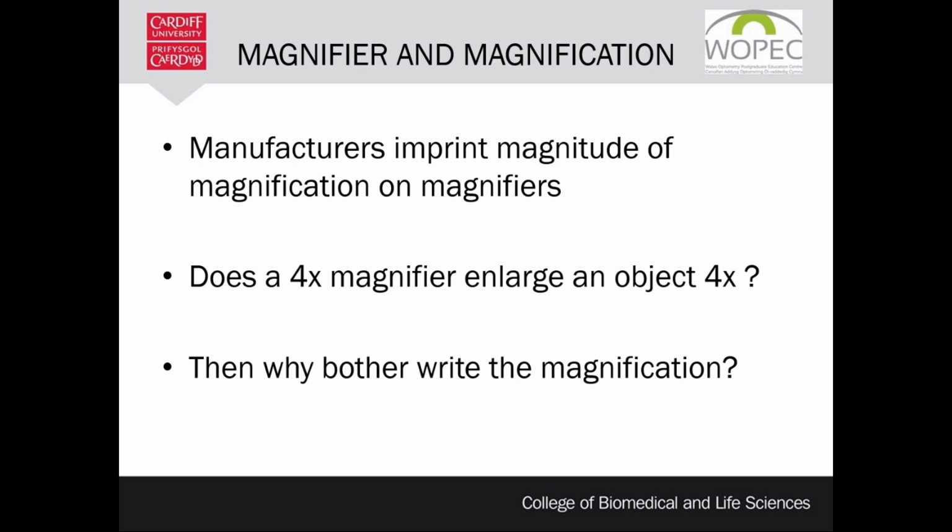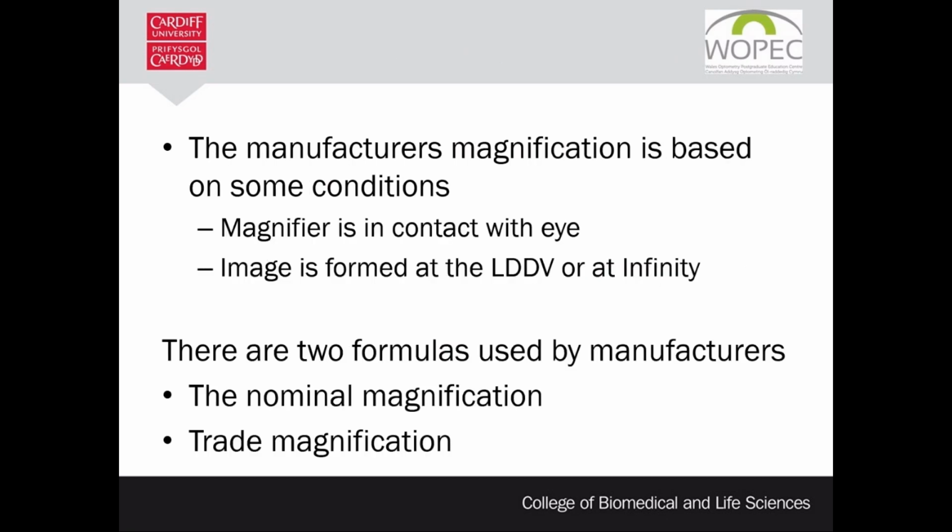Well, most people who use magnifiers do not know about these assumptions and can use it in ways that suit them. Sometimes the magnifier may seem not to be working due to wrong usage, and therefore you may not need to change the magnifier. You may only need to change how it is used. There are two formulae used by manufacturers in determining magnification. These are nominal and trait magnifications.